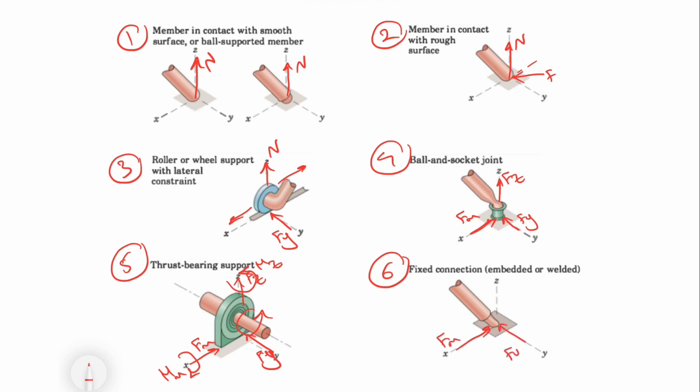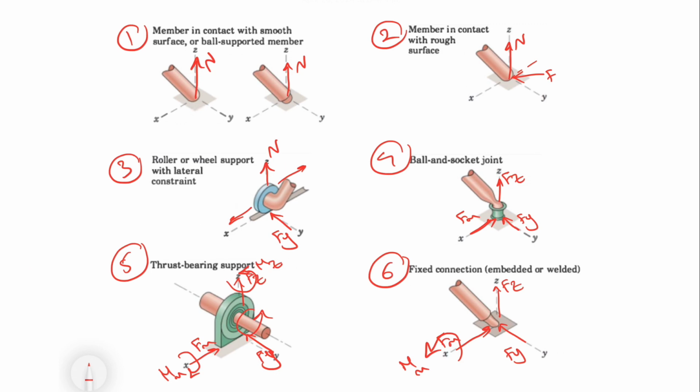couple about y-axis. And the last one is the fixed connection, which is either embedded or welded. So the member is constrained in any direction. So here we have our Fx, we have Fy, and we have Fz.